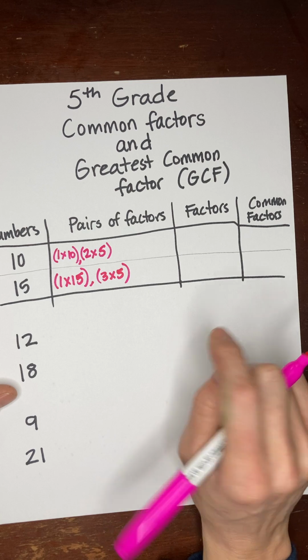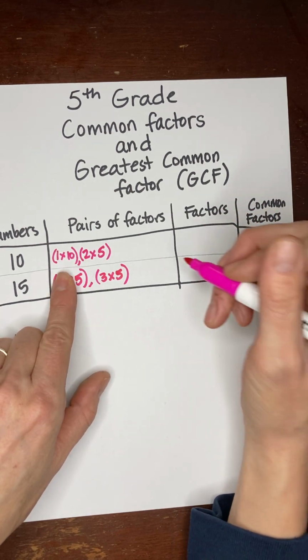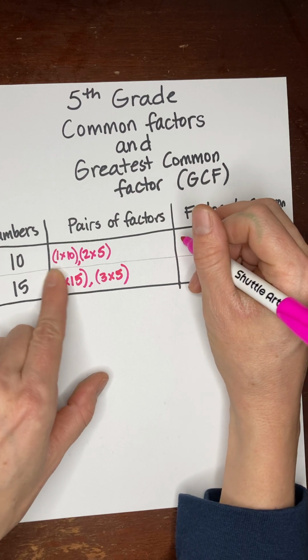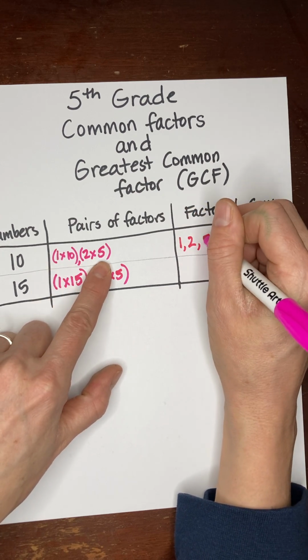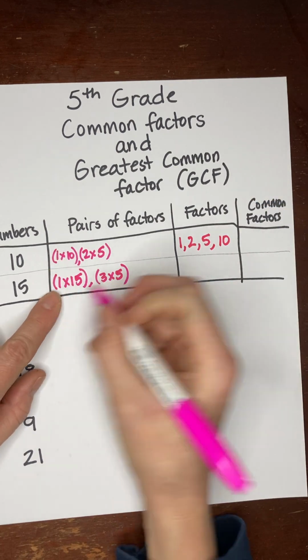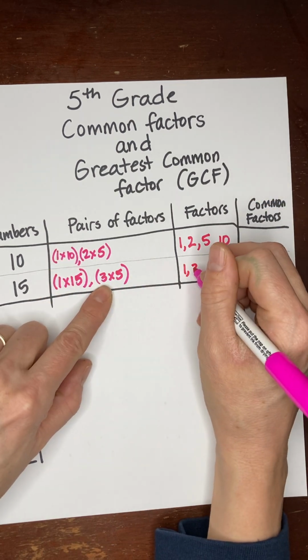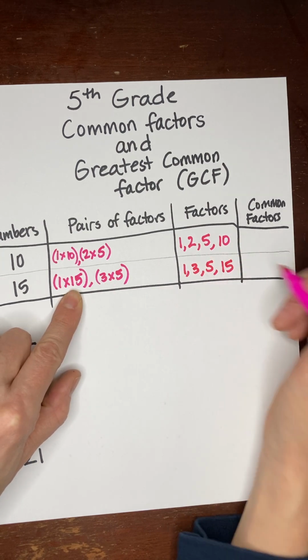Now we're going to write down our factors separated with commas. We're going to take these numbers and go from smallest to biggest and put a comma between. So 1, 2, 5, 10. And 1, 3, 5, and 15.